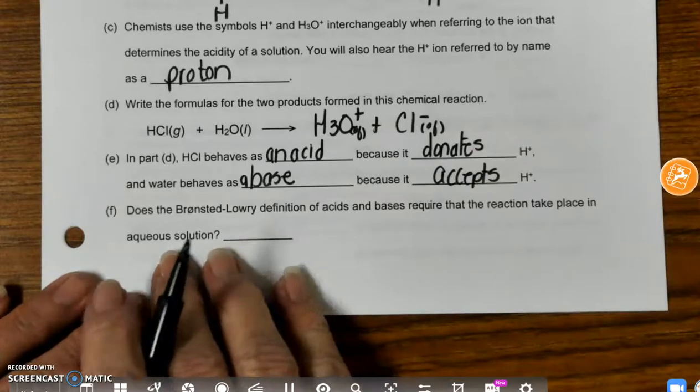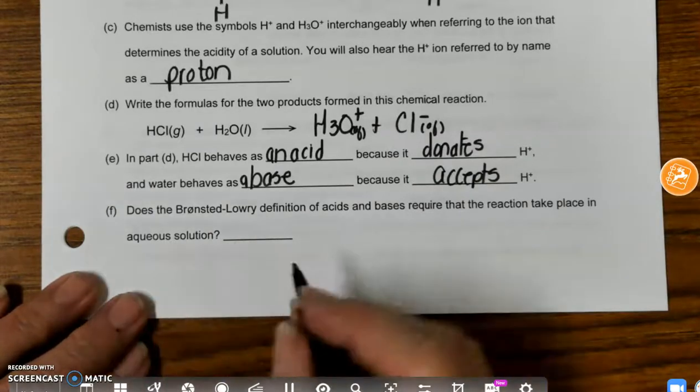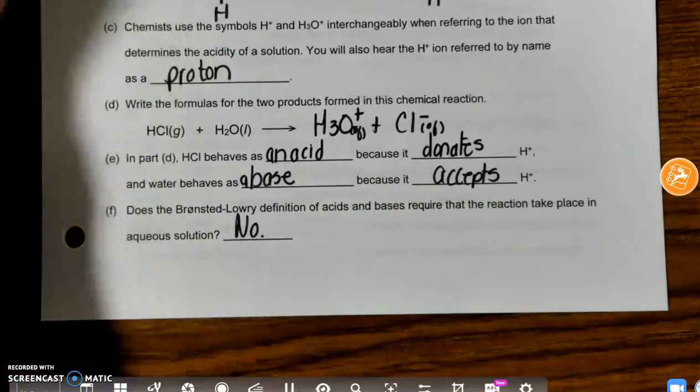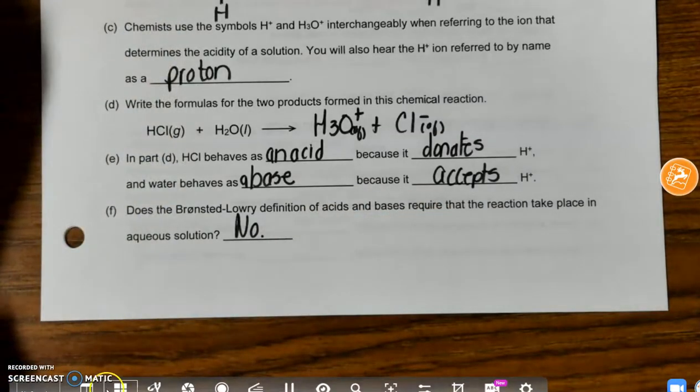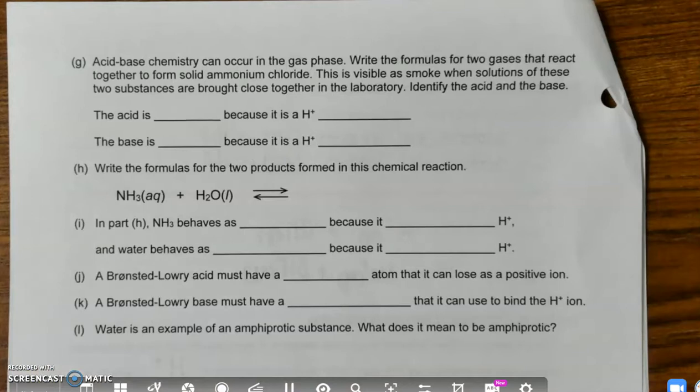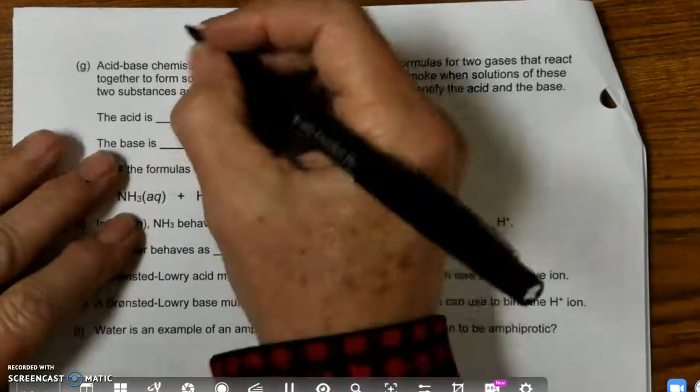Do we need the reactions to take place in water? No, we do not. And you're going to see that we will go back and forth using water in the equation and sometimes not in the equation as well. Now, let's look at another kind of equation.